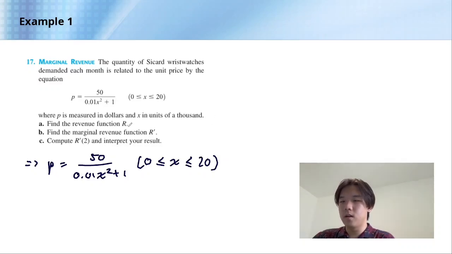So let's start with A. To find the revenue function R, the formula of the revenue function will be R equals Px, where we already have the P function. I'm gonna write down R(x).